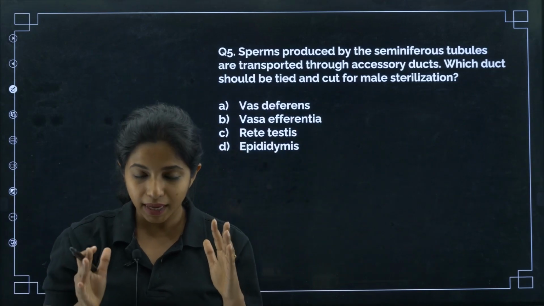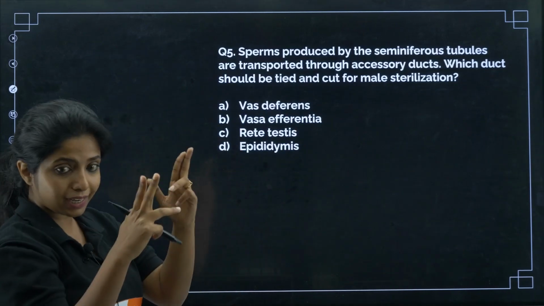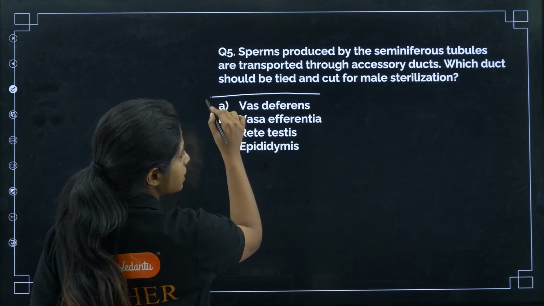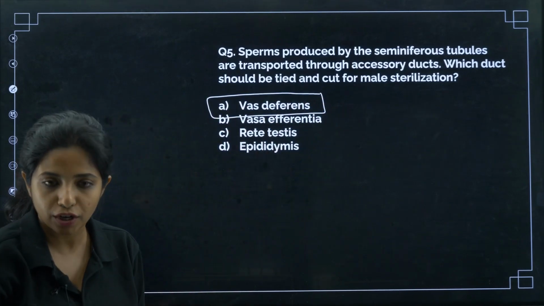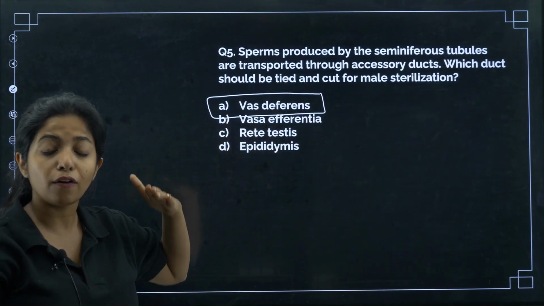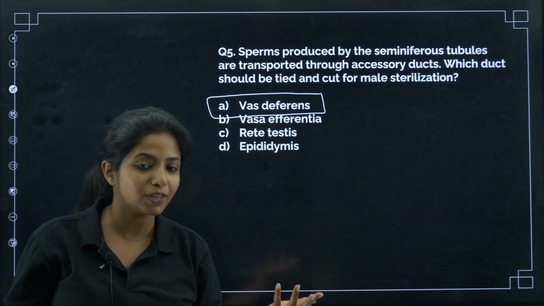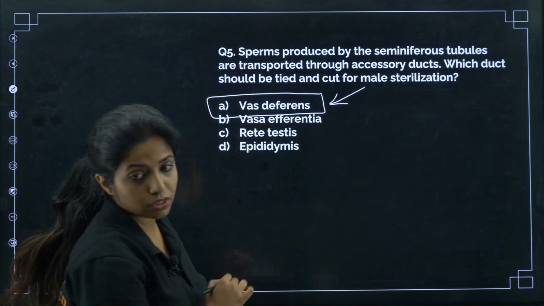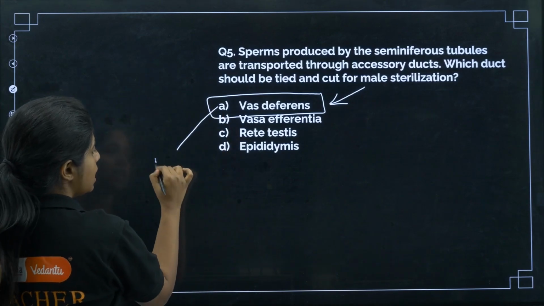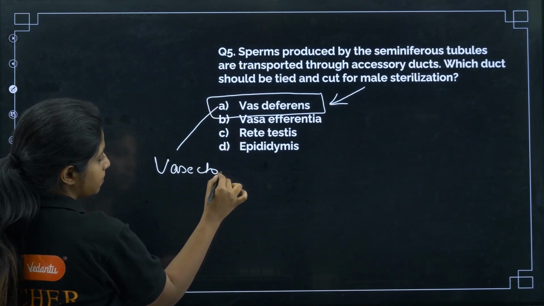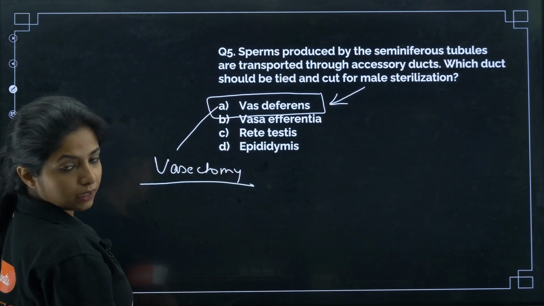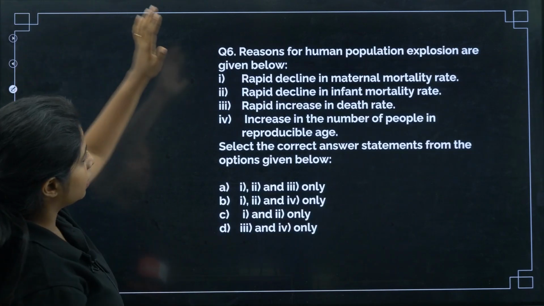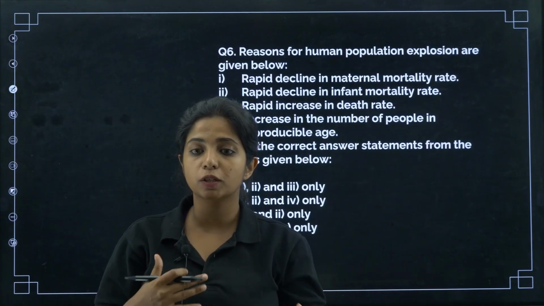So in the case of males, the duct which is cut and tied, it is vas deferens, or you call it vasa deferentia. Okay, in the case of females, it is the fallopian tube, because that is the only duct that we have. So your answer for this question is what? Vas deferens, and the process is known as vasectomy. Cool? Chalo. Next question.